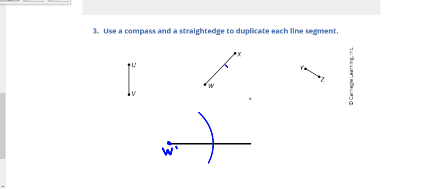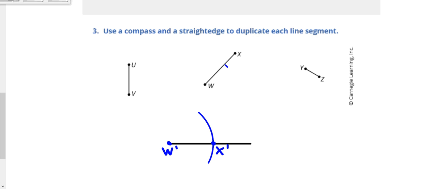Now all I have to do is label this intersection point X prime, and I have just duplicated the line segment WX onto W prime X prime. So it's one of the easiest things. The steps basically: you draw a line segment, you label one of the endpoints of what you're trying to copy. You put your pointy end on the original W, measure out to the original X. Don't change that, bring it down and put your pointy end on W prime. I draw an arc, and I make X prime.